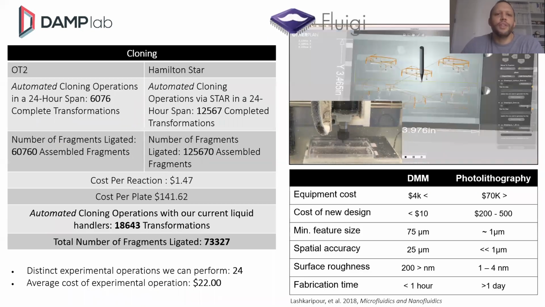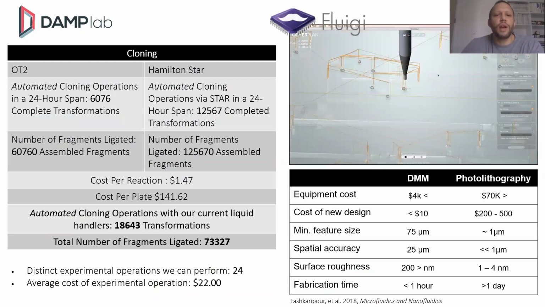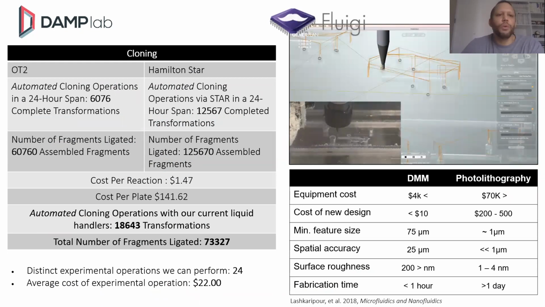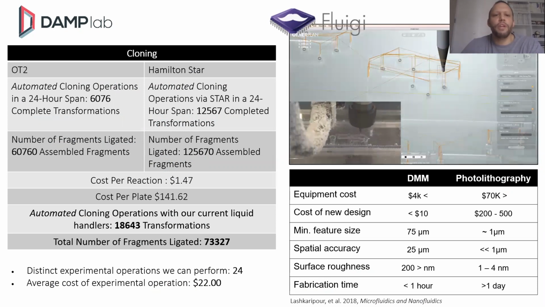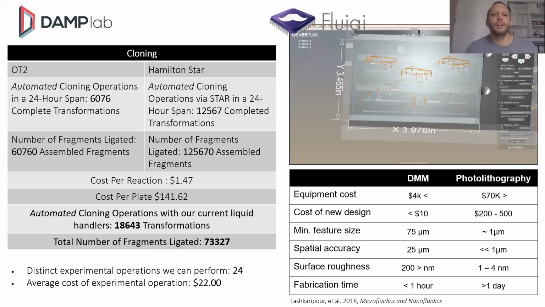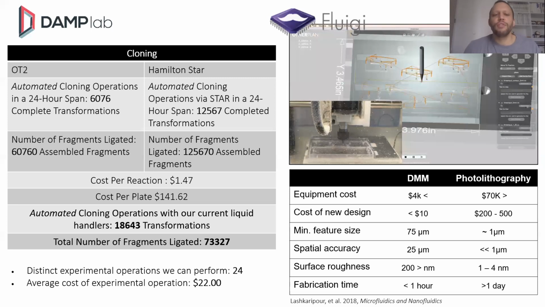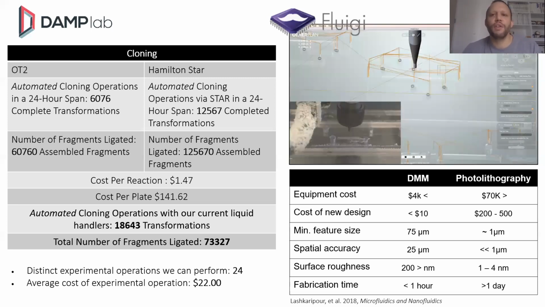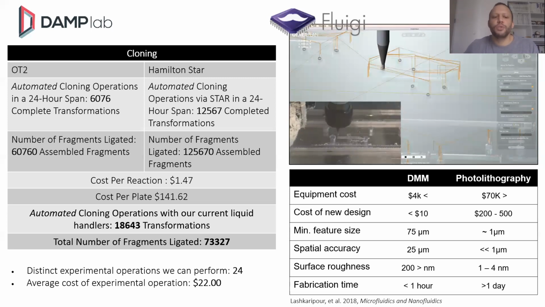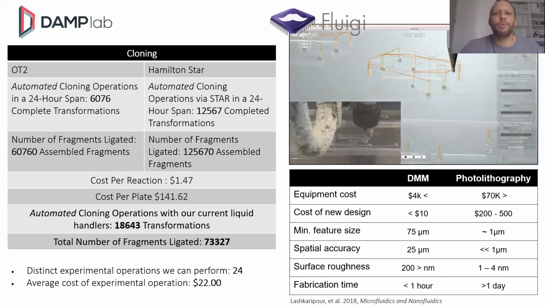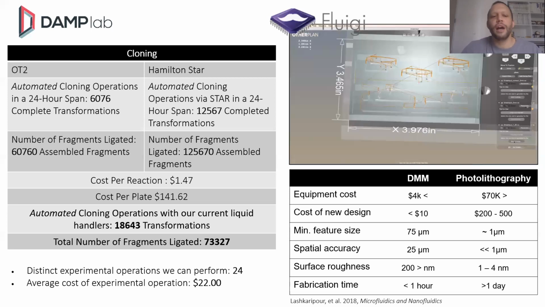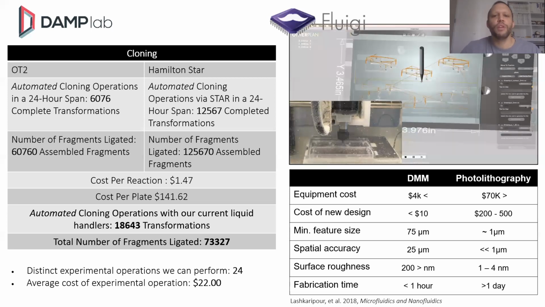On the cloning side, we can do about 6,000 cloning operations in a 24-hour span. With a low-cost robot, with a higher cost robot, we could do almost 13,000. We can assemble hundreds of thousands of fragments with an average cost of reaction of about $1.50, cost per plate of around $140. We can also think of the average cost of those operations I presented in that table, about $22, and we can do anywhere between 24 to 38 different molecular biology protocols.